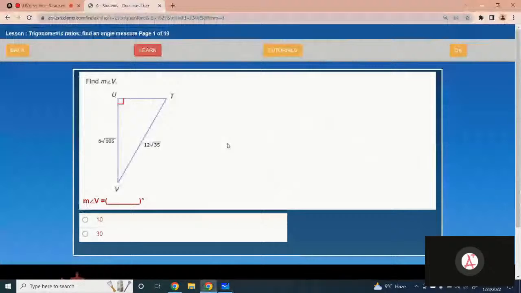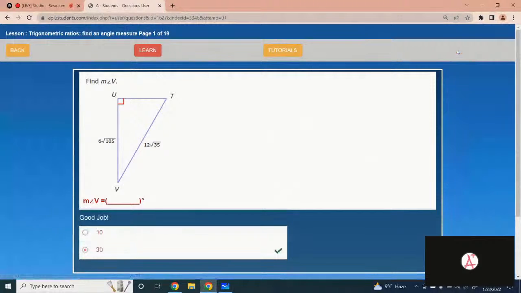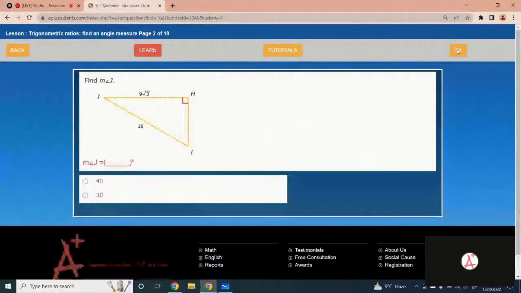If you have any problem, please write the question in the chat box. I'll answer all your questions if you have any. So it would be square root 3 over 2.